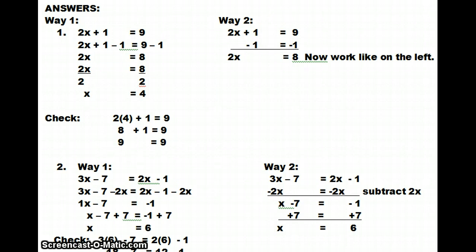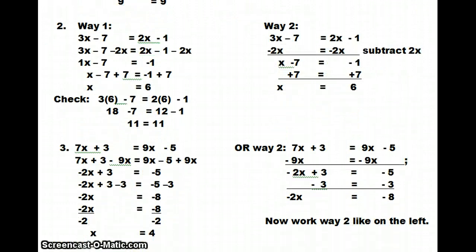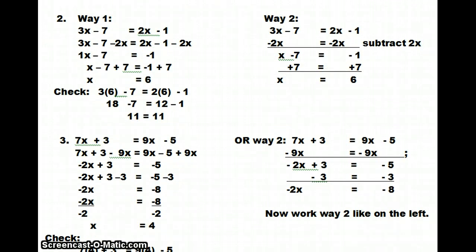Divide by the coefficient of the x, which is 2. On problem number 2, it has a variable term and a number on each side. I chose to put my variables on the left-hand side. By doing that, the negative 7 needs to be moved and this 2x needs to be moved. We do that by taking the opposite of each of those.